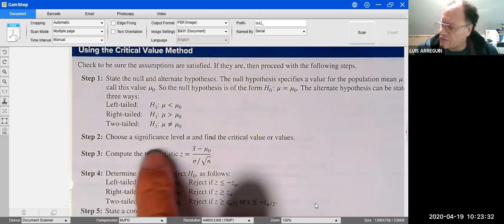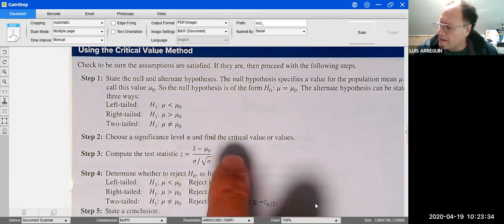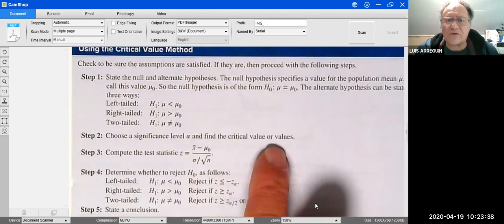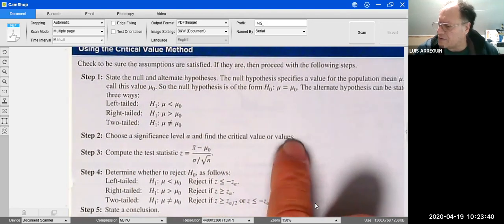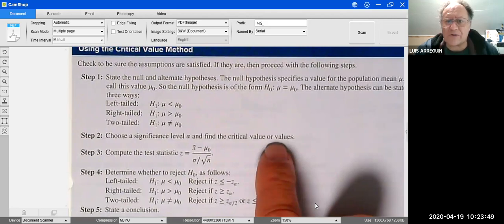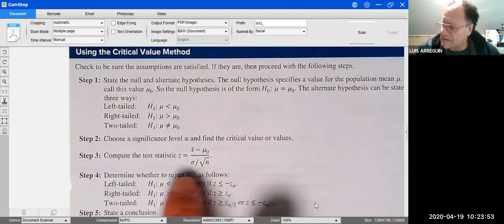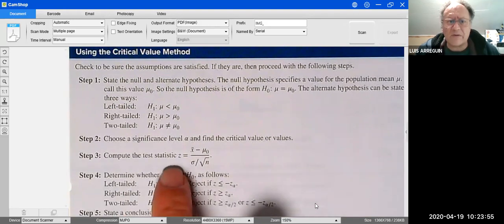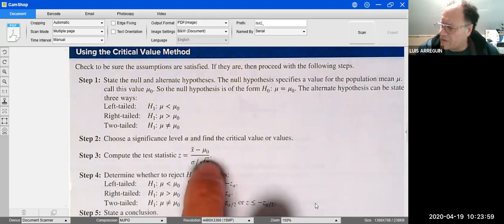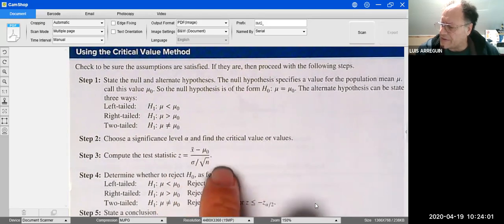Then you need to choose a significance level alpha, and if you're using the critical value method, you need to find the critical values. To find the critical values, you can use tables in the appendix of the book, you can use the Texas Instruments calculator, or you can use the language R, as I'm going to show you in a minute. The next step, you're going to compute the test statistic, which is just transforming the information from the sample into a numerical value that we're going to use to make our decision.